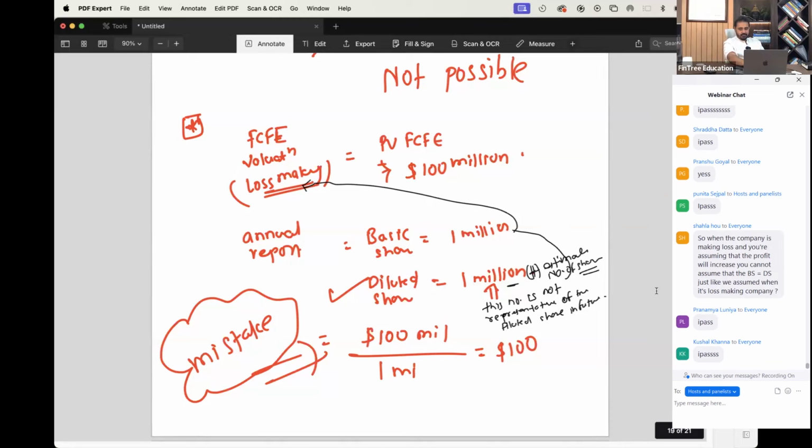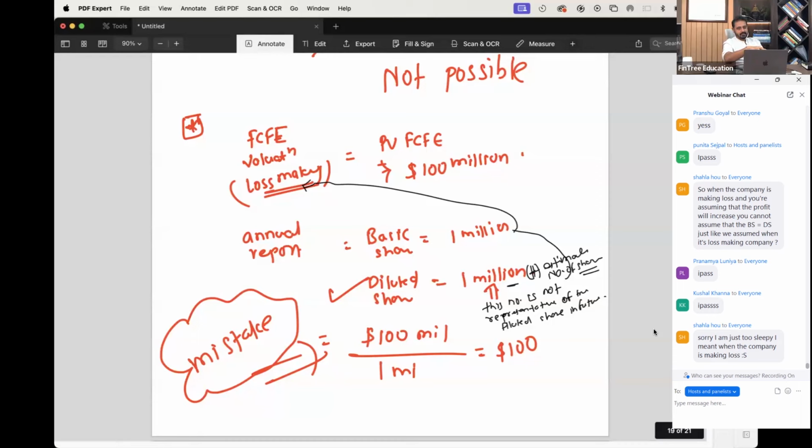Shala is asking, when the company is making losses, you're assuming profit will increase. You cannot assume basic shares equal to diluted shares, just like we assumed when the company is making profit. I'm confused with your question. Can you explain your question again to me? I don't know what that question means. If I'm repeating, if the company is making losses, when you calculate value per share, do not use the denominator as current diluted shares. Calculate the denominator as diluted shares had the company been making profit, and use that as the denominator.